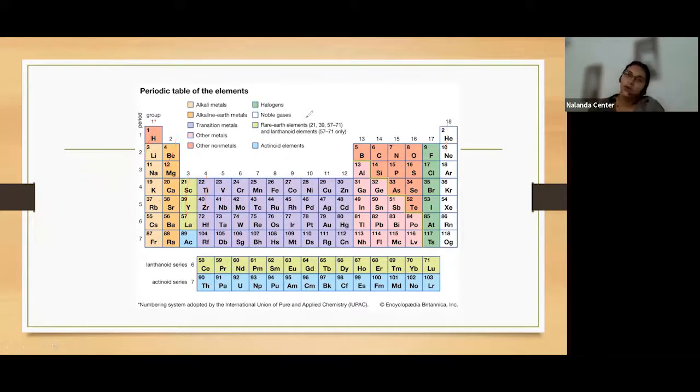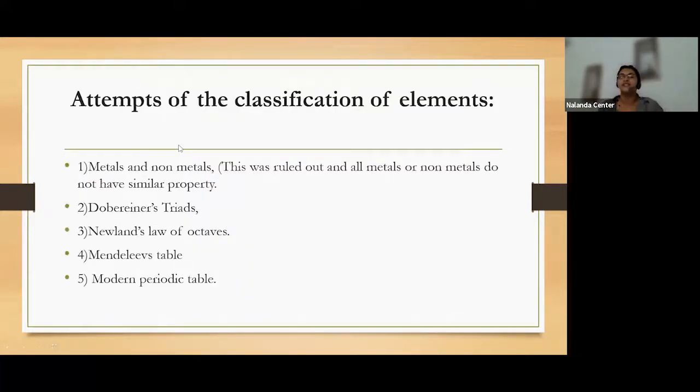Okay. Now we are going to see the attempts of classification. Who all have attempted to classify different elements? Okay. From the beginning itself, there have been multiple attempts to classify the elements. The first attempt was to classify them into metals and non-metals. This was ruled out because it was not just metals and non-metals which are present. Moreover, there are some elements which show the properties of both metal and non-metal. Both non-metal and metal properties are exhibited by some elements.